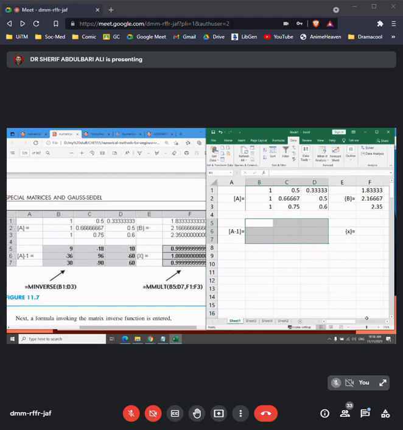Then from the keyboard you write equal to MINVERSE, open a bracket, and highlight the matrix that you want to inverse. We want to inverse this matrix, so highlight it, and don't close the bracket. From the keyboard, click Control, Shift, Enter. You'll get the answer of 9, negative 18, 10. So this is the inverse of the matrix. Got it?